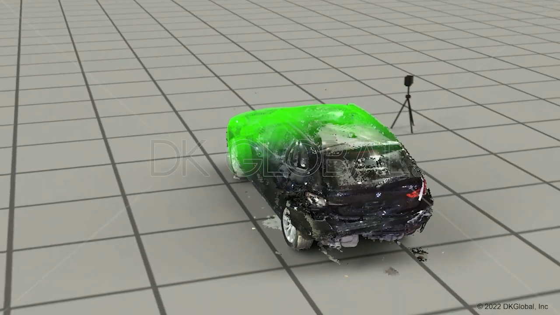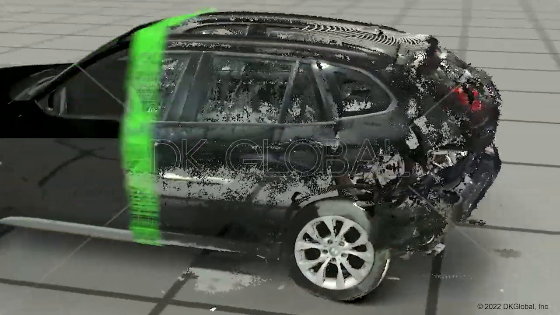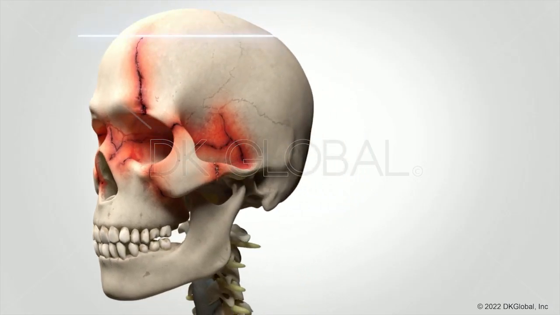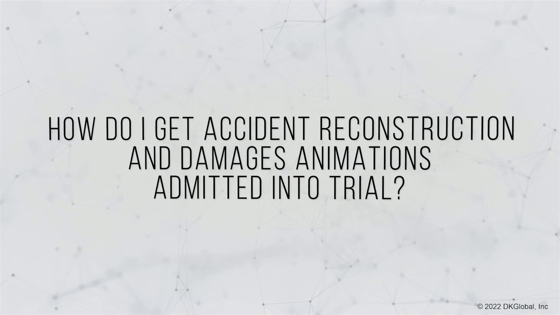If you don't do an animation, your alternative is to have to explain everything to your audience, oftentimes high-level technical information, and then also having them remember that information. The damages presentation can help an attorney get a higher settlement or a higher verdict by highlighting everything that the plaintiff went through.